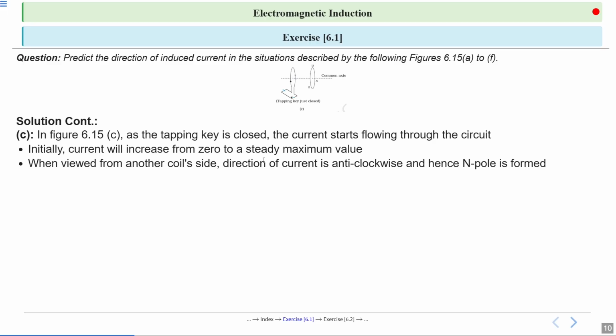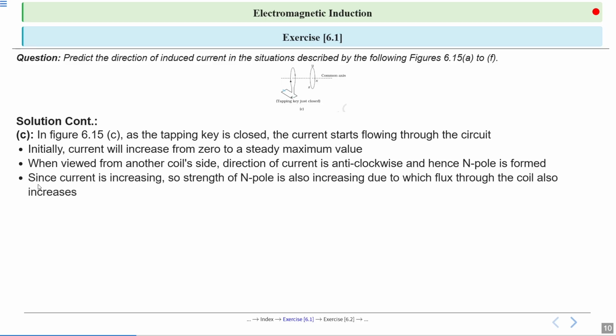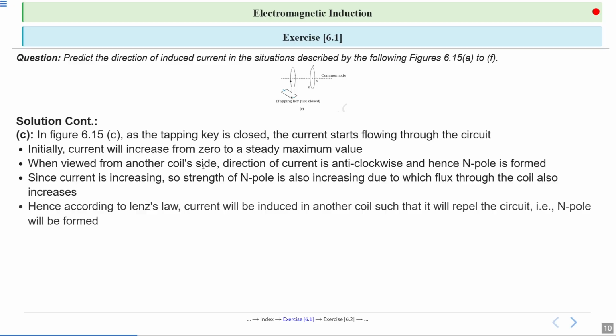Since current is increasing from 0 to maximum value, the strength of north pole will increase. Since current is increasing, strength of north pole is also increasing, due to which flux through the coil also increases. So magnetic flux is increasing. To oppose the increase in the magnetic flux, according to Lenz's law, current will be induced in another coil XYZ such that it will repel the circuit away from it, so that the increase in the magnetic flux will be neutralized. Okay, that is, north pole will be formed.